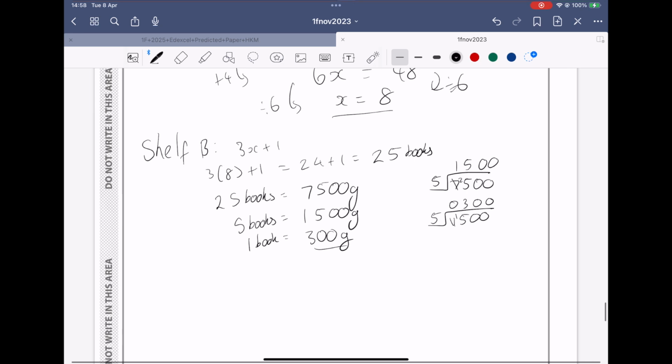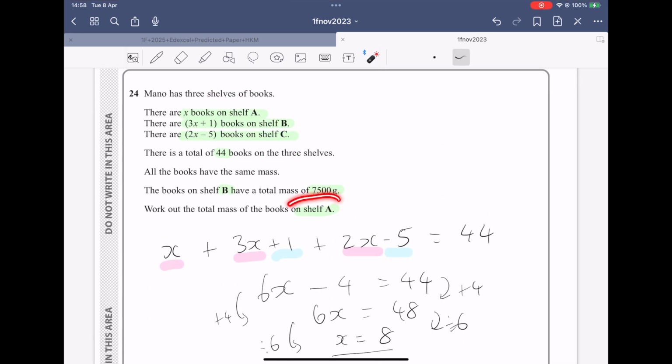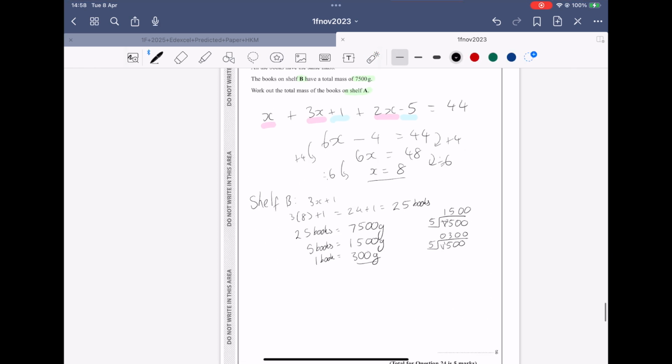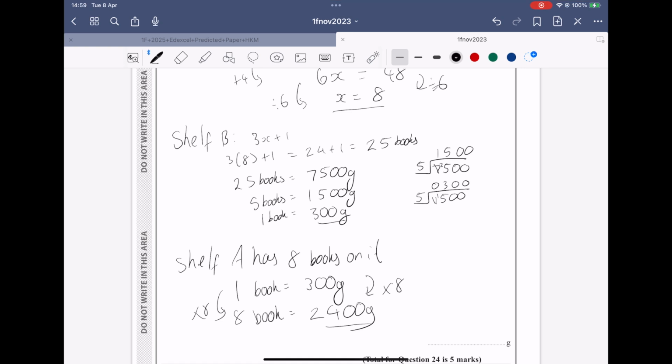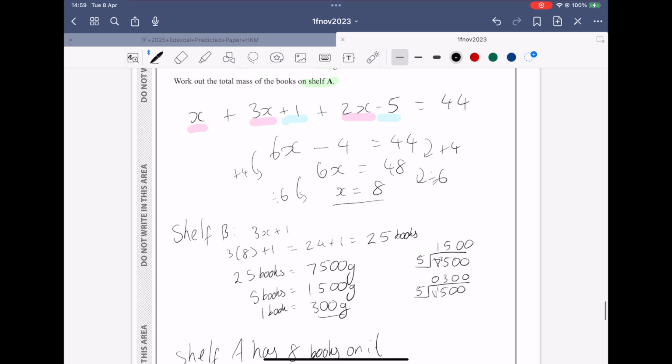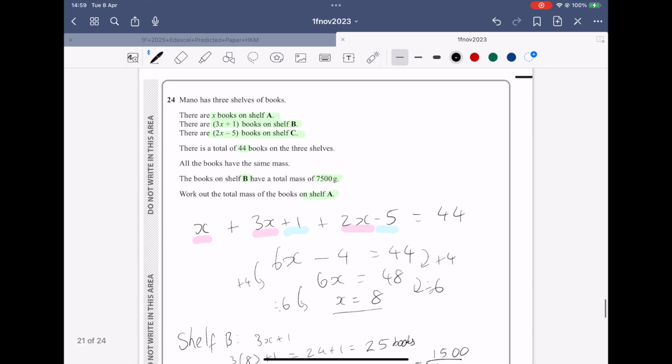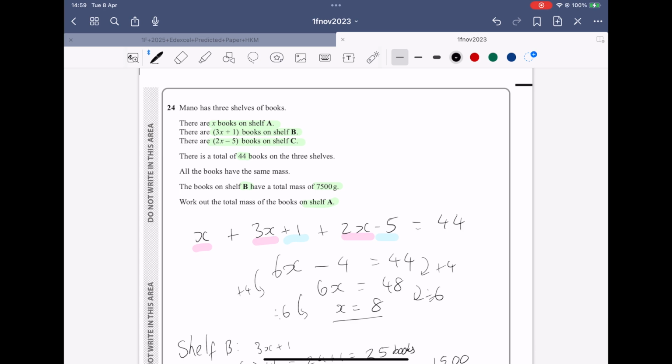Alright, and we want to know the total mass of books on shelf A. Well, shelf A has x books on it. x is 8, so shelf A has 8 books on it. So one book is 300 grams. I feel like you might know where I'm going with this. Let's times it by 8, shall we? 3 times 8 is 24, so 2,400 grams. Now that question looked absolutely awful on first glance, but actually, a lot of those skills you could put together.